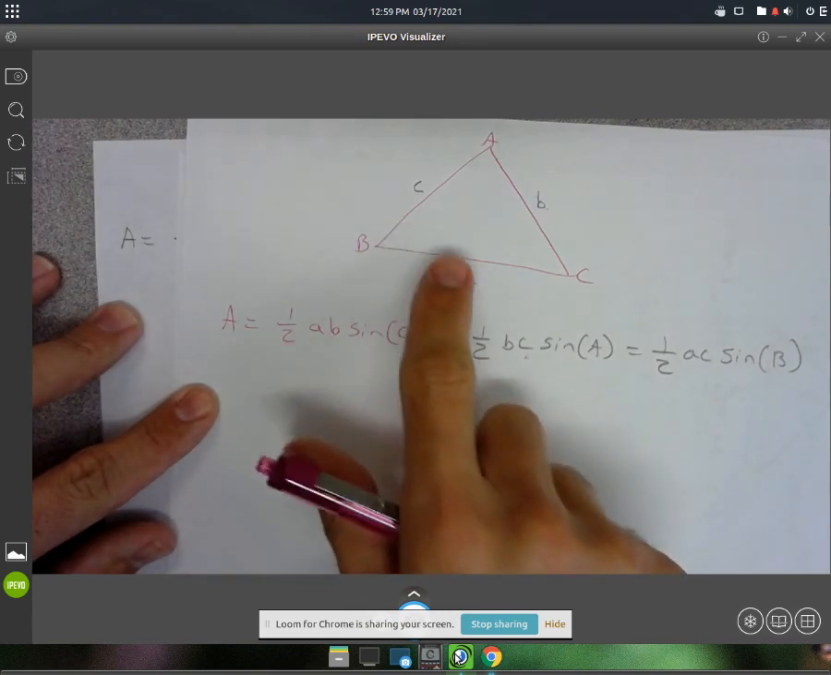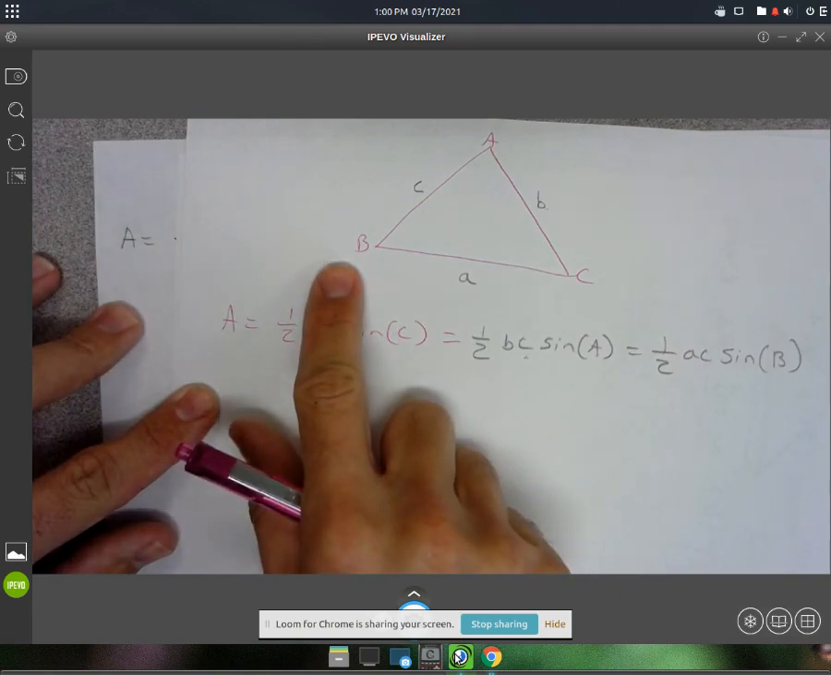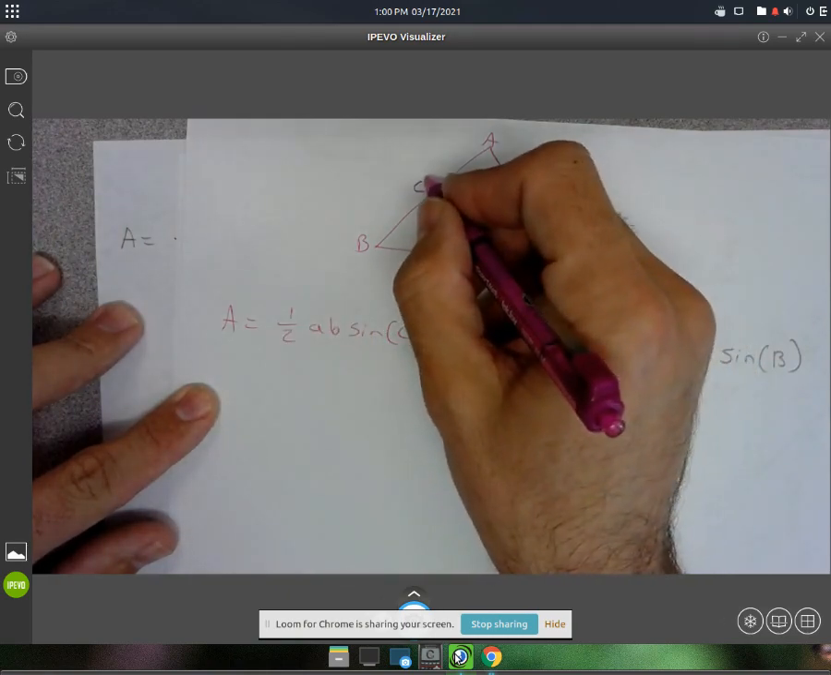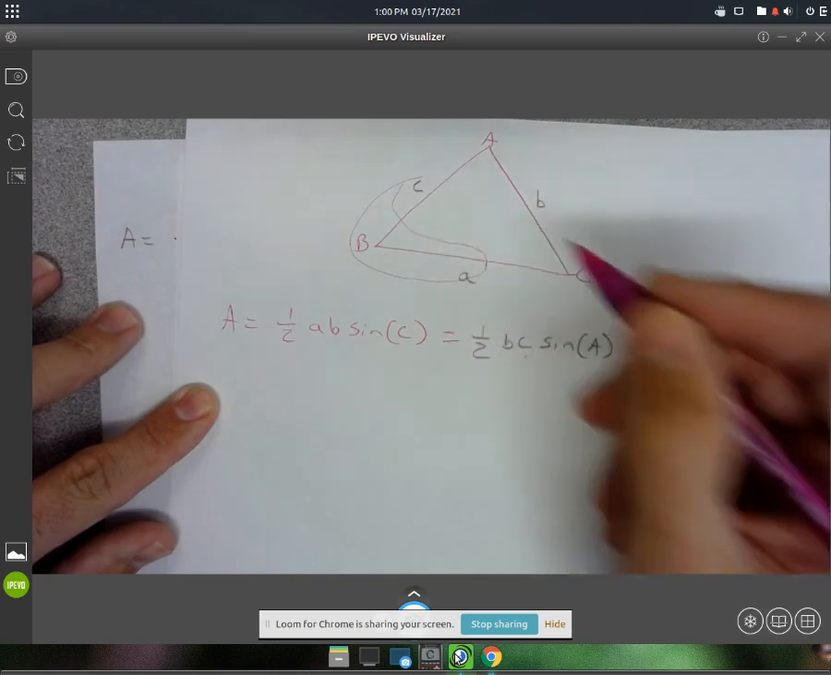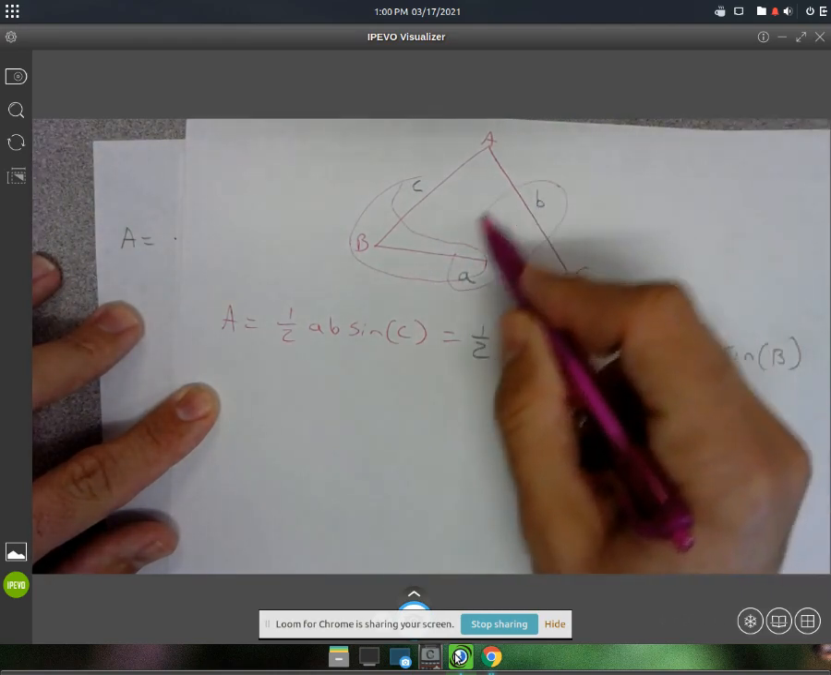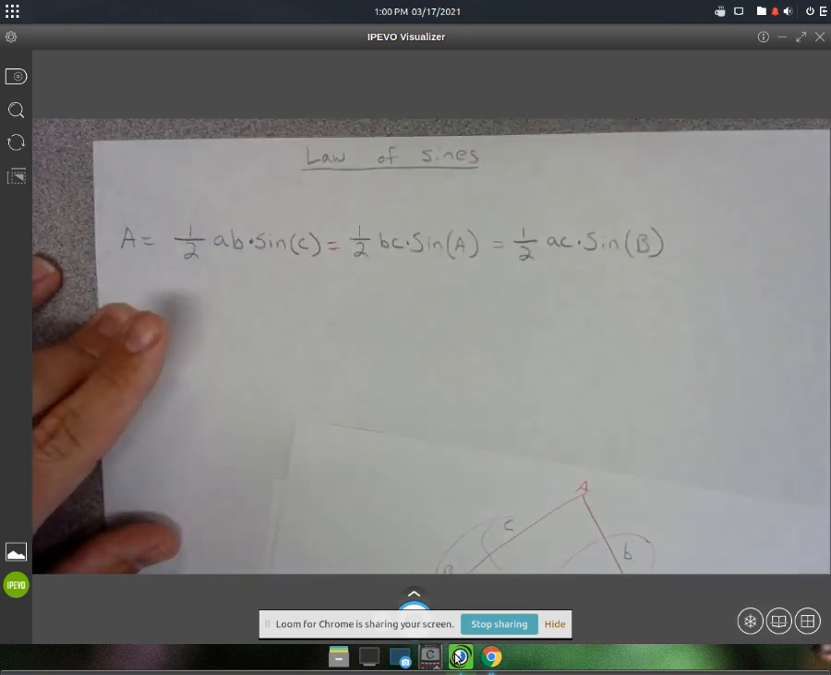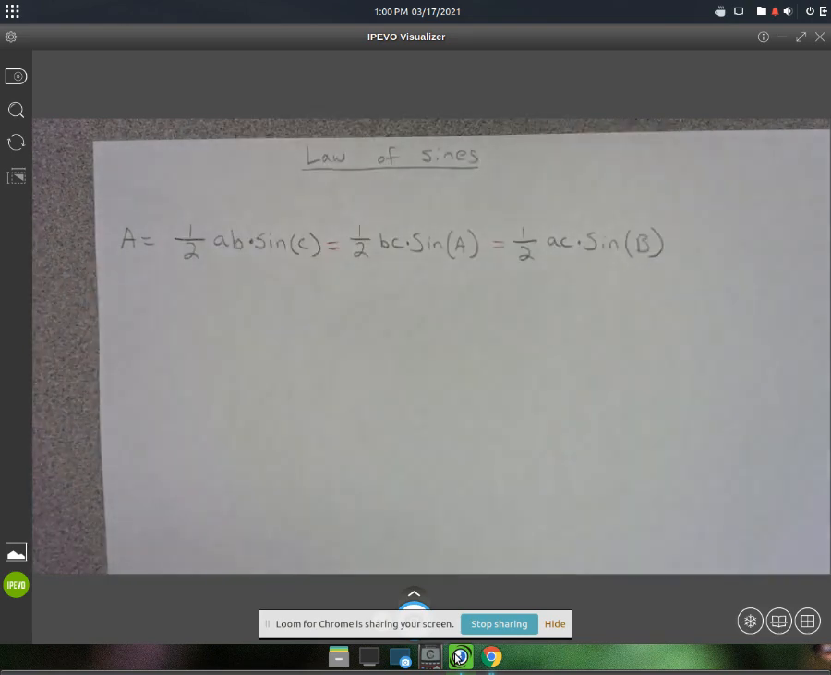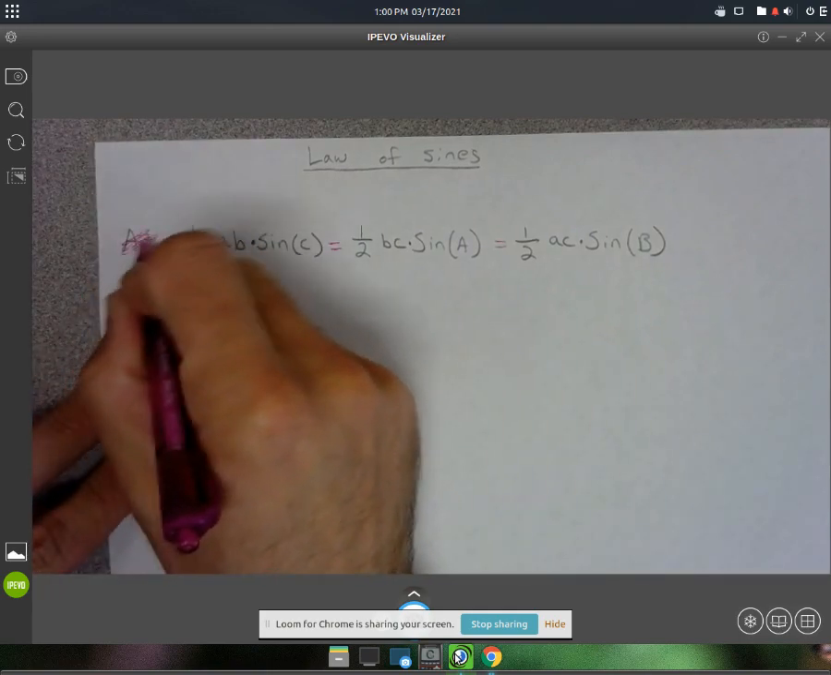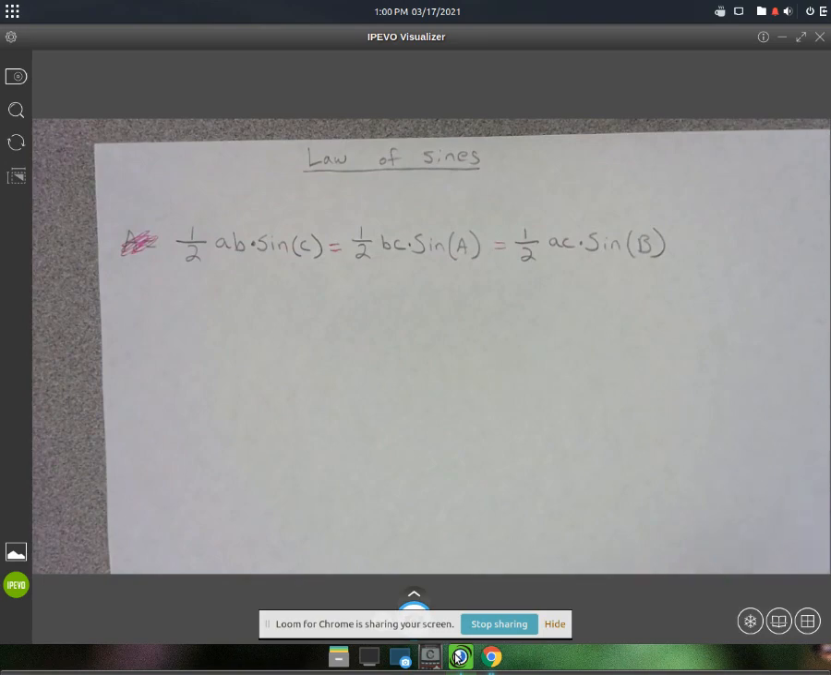As long as you have two adjacent legs and an included angle, you could find the area based off of these three right here, or you could find the area based off of A and B right here, and then C would be your included angle. So they all spell out the area of a triangle. So it's a true equation. It is something that's true.